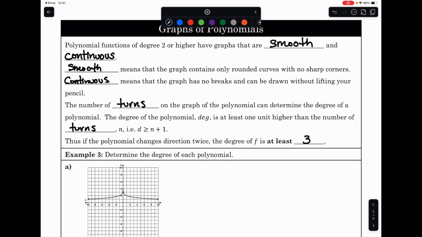It could be a degree 4, it could be a degree 5. Well, more likely 5, and we'll talk about that later on. But 5, 7, the smallest degree it would have to be is 3 because of the 2 turns. So 2 plus 1 is 3. So let's look at some examples of this.